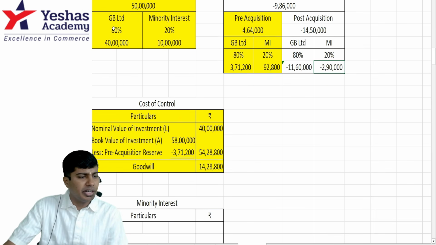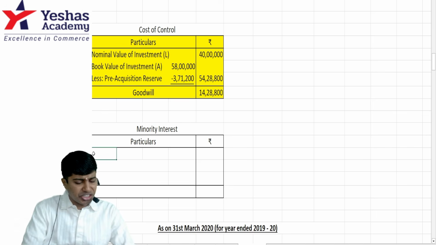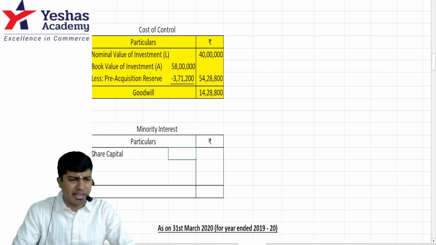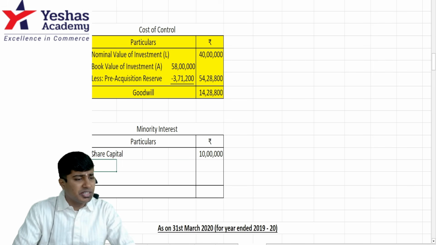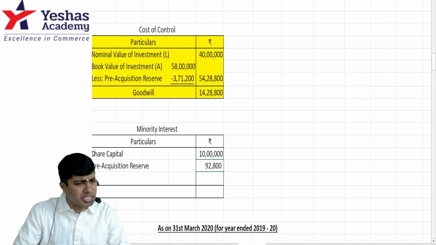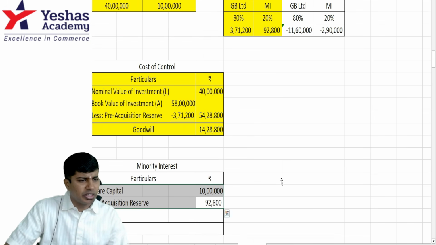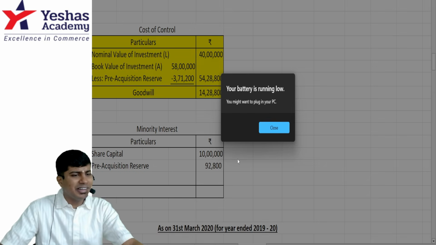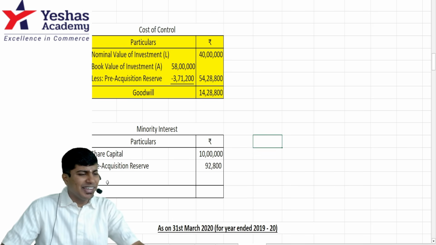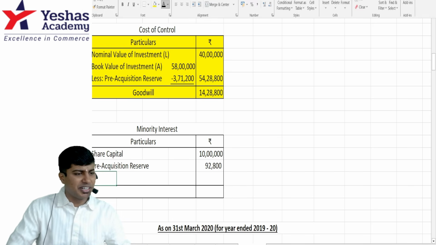Shall we do it? Minority interest. Share capital is going to be same. Pre-acquisition reserves is going to be same. This much we had in the past. Correct? Let that be there. What are we going to compute newly? Post-acquisition reserve, I will write.